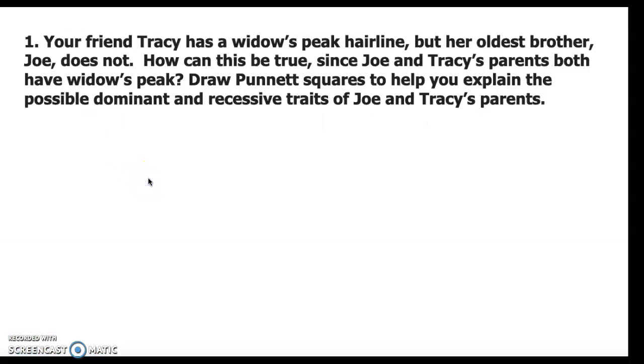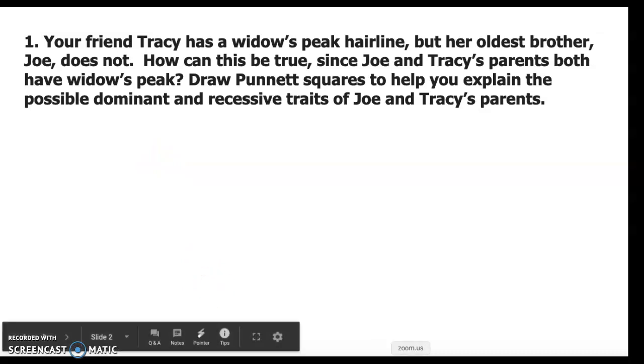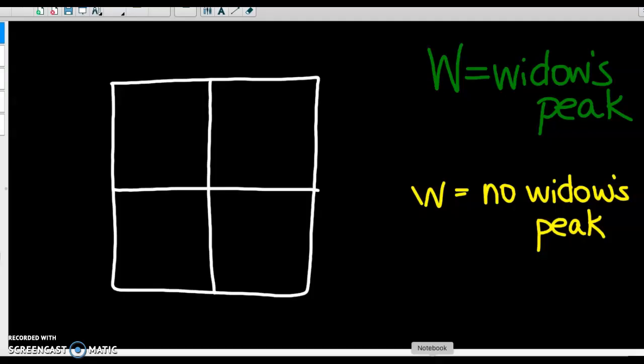Number 1, your friend Tracy has a widow's peak hairline and her oldest brother, Joe, does not. How could this be true since Joe and Tracy's parents both have a widow's peak? Draw Punnett squares to help you explain the possible dominant and recessive traits of Joe and Tracy's parents. So let's jump over to the board and look at that.